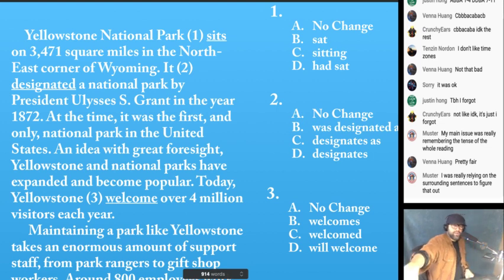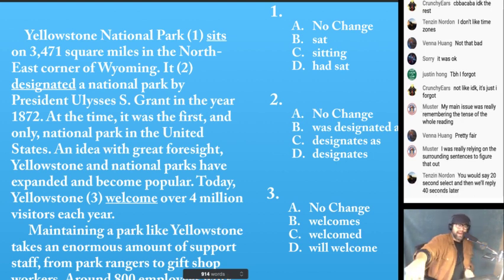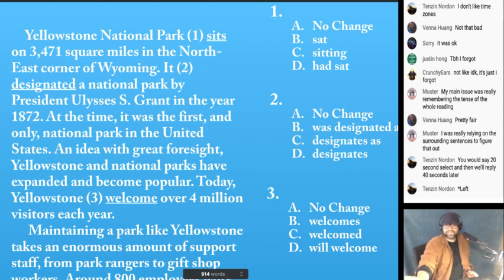So let's go through all of these. I'm going to try to move through it pretty quickly. I feel like, maybe you guys can tell me, but I feel like I have been explaining things a little too slow. I can go a lot faster. I can explain things really fast, but I don't want to leave people behind. 20 seconds select, and then we'll reply 40 seconds after it. Yeah, exactly. Yeah, that's very true with the lag, bro. And then we reply 40 seconds later.